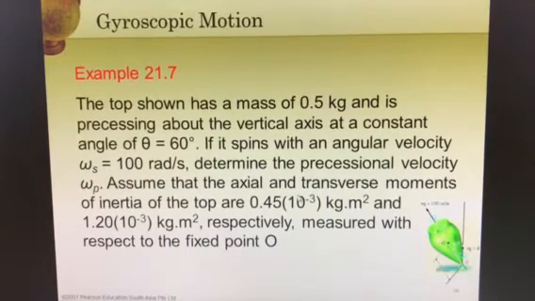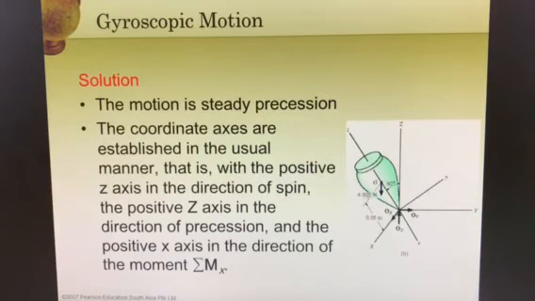Okay, now what we want to determine is the precessional velocity. So the motion is steady precession. So this is the free body diagram, this is the diagram that we can draw, where, remember, the nutation is 60 degrees.